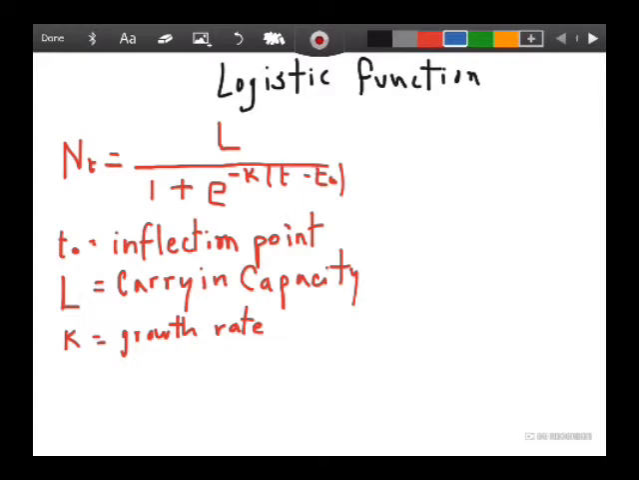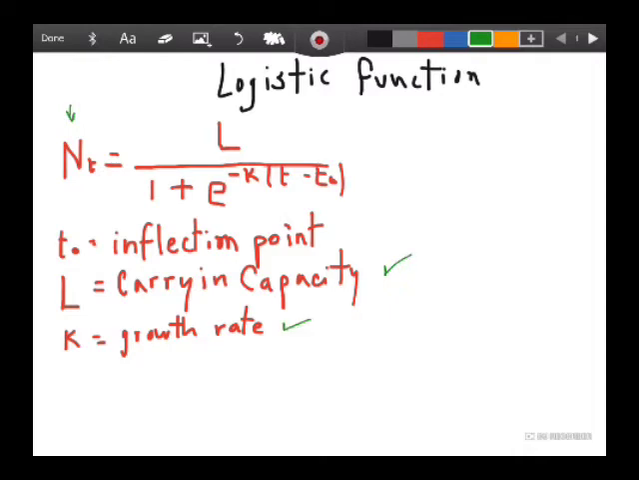So first, we have n_t, and n_t is going to be the number of cases at time t. Then we have a fraction that takes L over 1 plus e to the negative k times (t minus t0). Let me walk you through each of the pieces. L is the so-called carrying capacity, related to the total number of possible cases, the maximum that we're going to have. Also, we have k, and k is the growth rate.